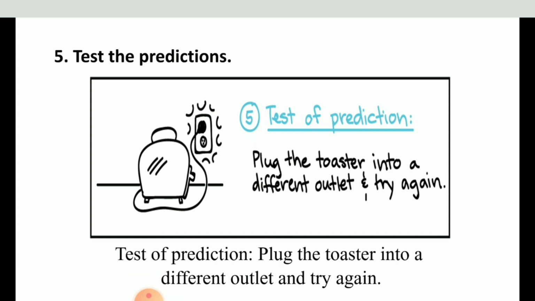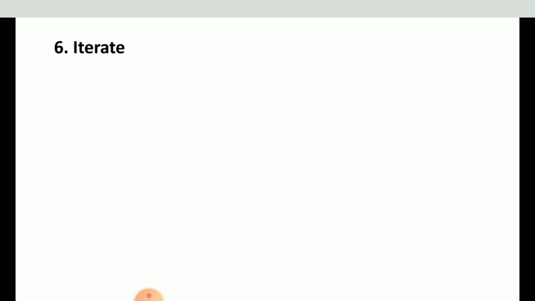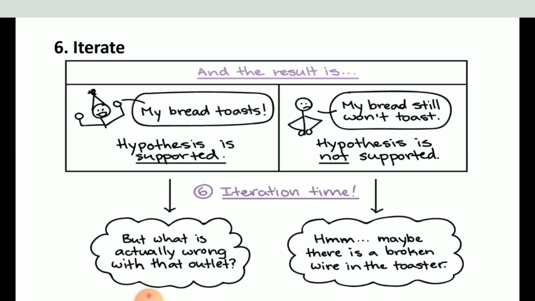And lastly is to iterate. The last step of the scientific method is to reflect on our results and use them to guide our next steps. As we can see on the left panel, my bread toast hypothesis is supported. On the right panel, my bread still won't toast hypothesis is not supported.